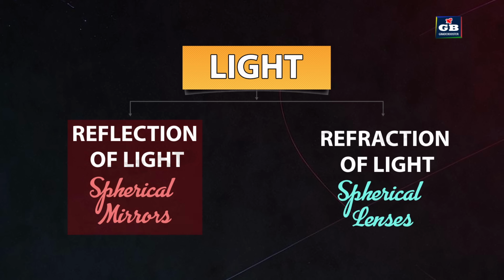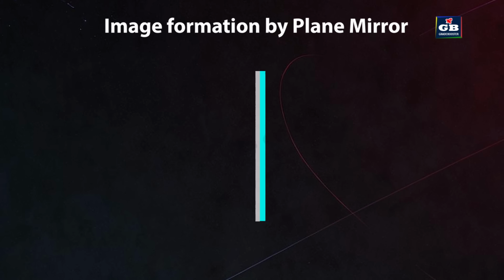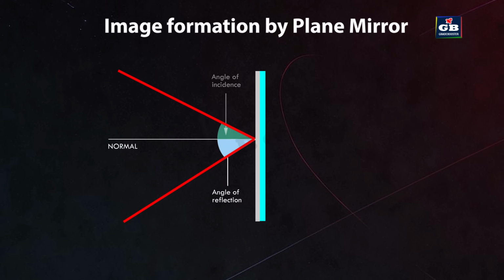First, let us study the reflection of light with the help of mirrors. This is a plane mirror. When a light ray strikes a plane mirror, it gets reflected back. According to the laws of reflection, the angle of reflection is equal to the angle of incidence.